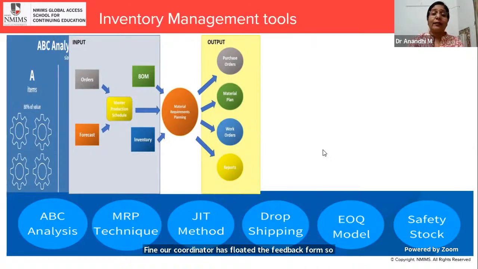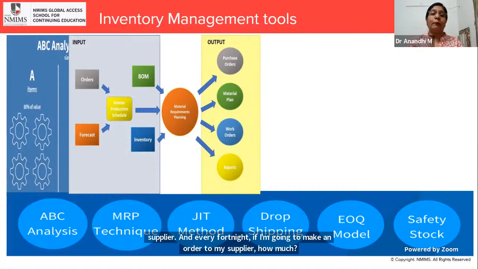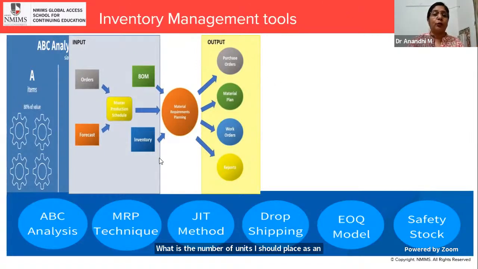So your material requirement planning is a blueprint for your production plan, like a blueprint of your master production schedule, MPS. That will tell you how you have to roll out, how much you have to order, how many raw materials you need to procure, how frequently you need to procure, what should be the frequency of your order. If every fortnight I'm going to make an order to my supplier, what is the number of units I should place as an order. So everything your material requirement planning is going to tell you.